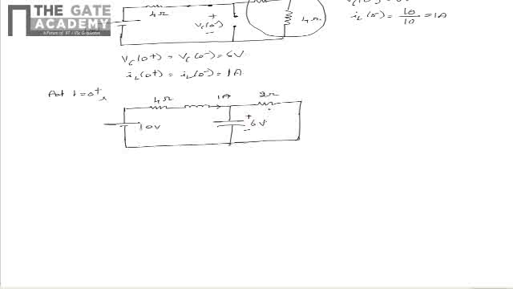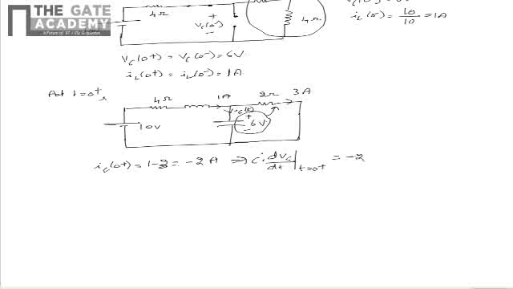So from this data we can see that this complete 6 volts appears across the 2 ohm resistor, hence the current through the same is 6 by 2 is equal to 3 ampere. So based on this data we can say that IC of 0 plus is equal to 1 minus 3, that is equal to minus 2 ampere, which can be written to be equal to C multiplied by dVc by dt at t equal to 0 plus, and this is equal to minus 2.